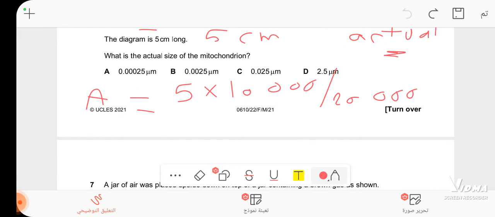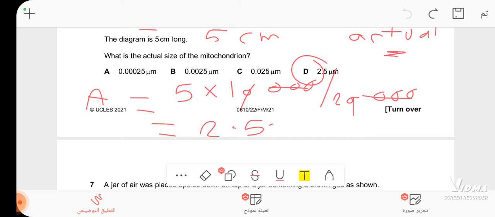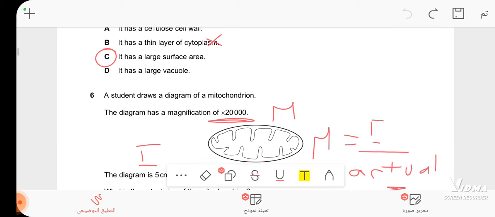Cancelling the zeros, we have 5 over 2, which gives us 2.5, and the answer will be D. But you have to remember the units and how to convert, okay, how to convert centimeters.